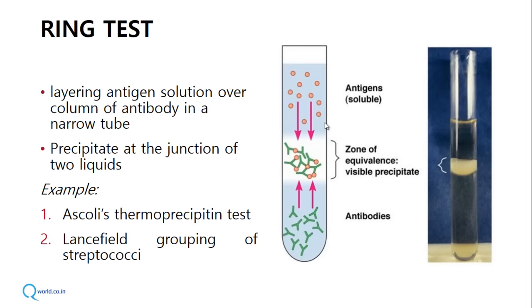Now, what is a ring test? In this ring test, we take a test tube and layer the antigen solution over a column of antibody, and then we see the precipitate at the junction of these two liquids, where there is a zone of equivalence, in the form of visible precipitate as shown in the diagram. This test is very useful in grouping of streptococci, which is known as Lancefield grouping of streptococci. Another example is Ascoli's thermoprecipitin test done for anthrax.